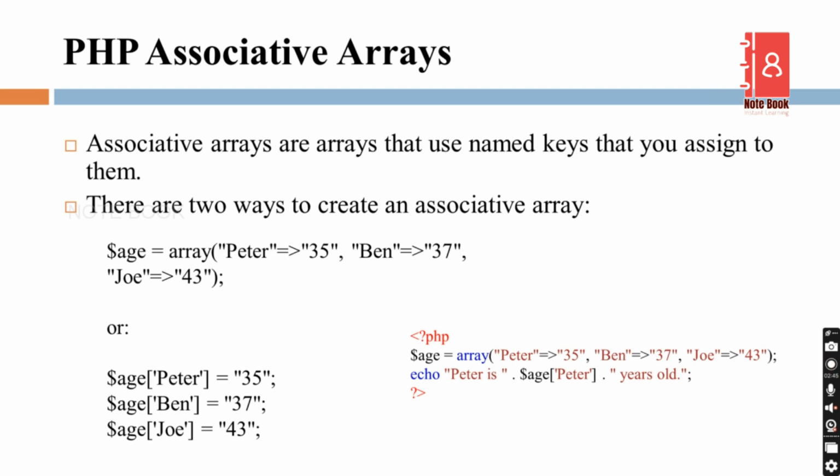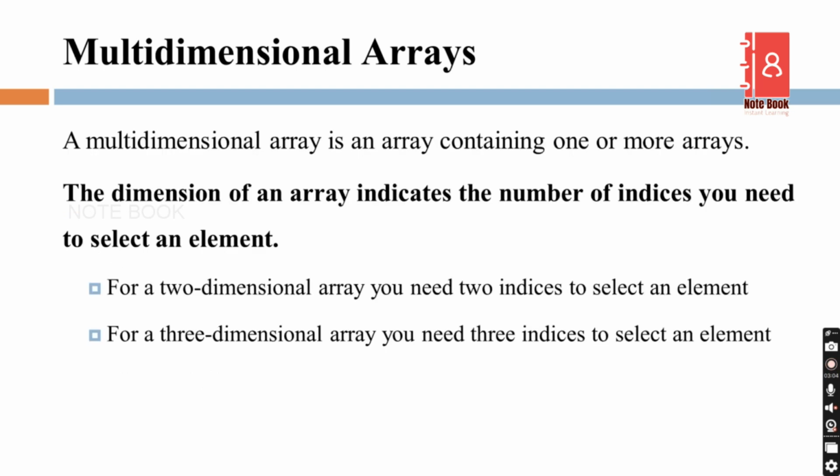If you look at the PHP script given on the right hand side, $age = array("Peter"=>"35", "Ben"=>"37", "Joe"=>"43"). Echo "Peter is " . $age['Peter'] . " years old." So this is how we can use PHP associative arrays, with the age associated with the names.